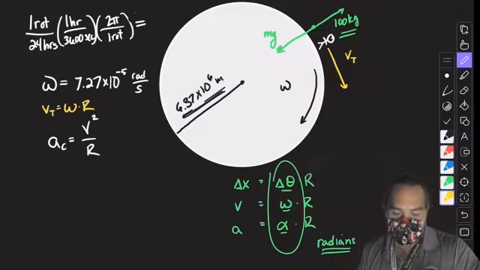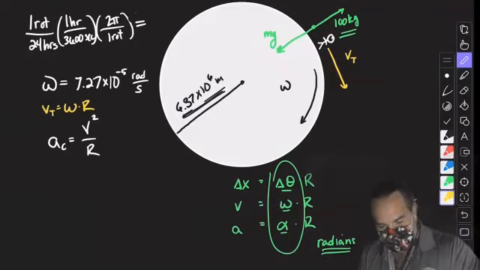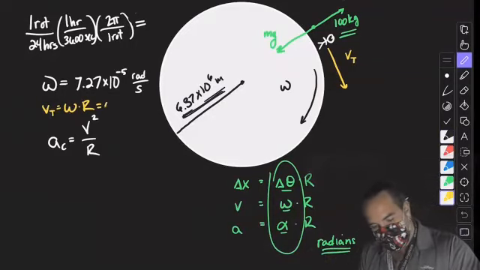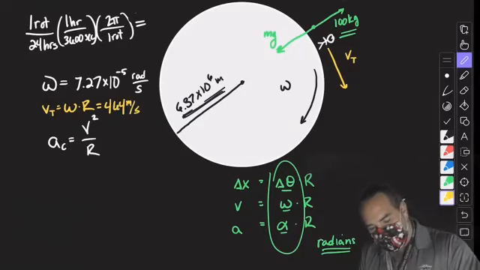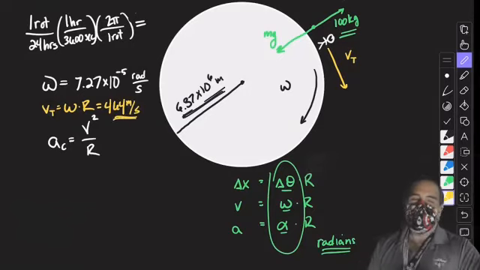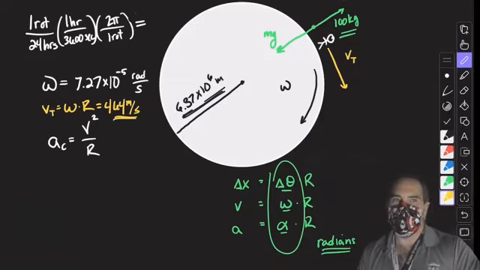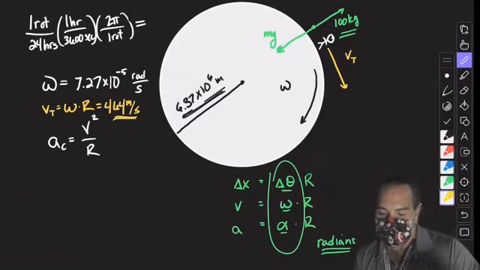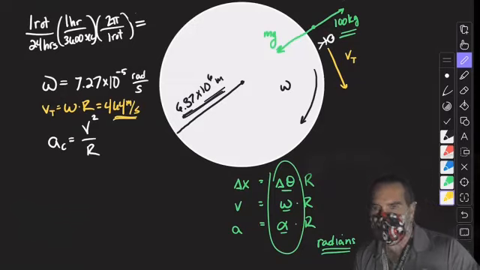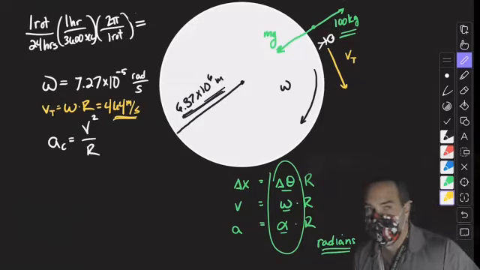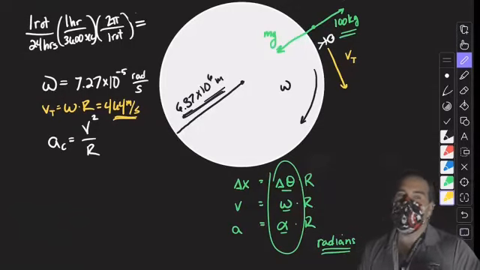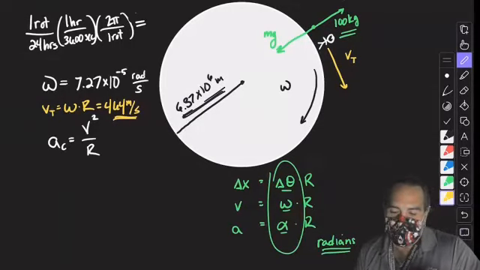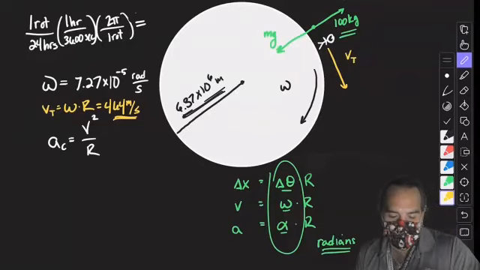So Matt, what you got there? 464 meters per second. That's right. Now, it might be hard to imagine, but if you're standing on the radius of the Earth, right on the equator, that's how fast that point on the edge of the equator is moving. That's not how fast we're moving, but it's how fast you would be moving if you were on the edge of the Earth, right there on the equator.